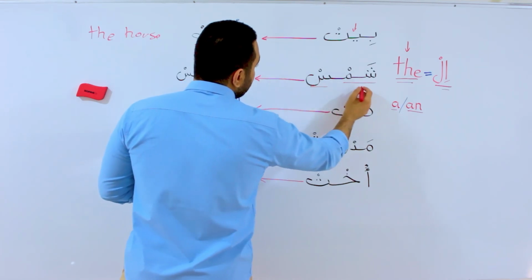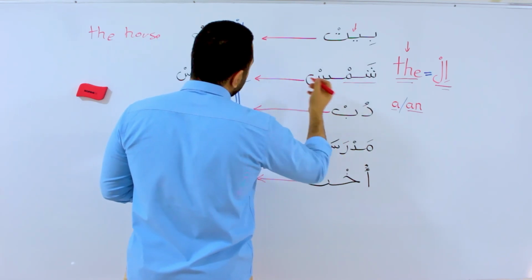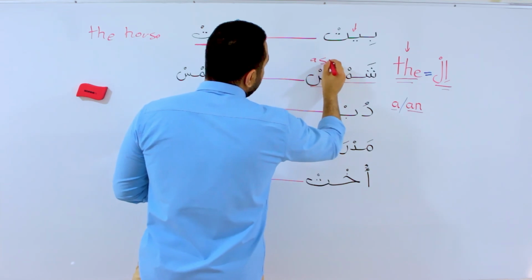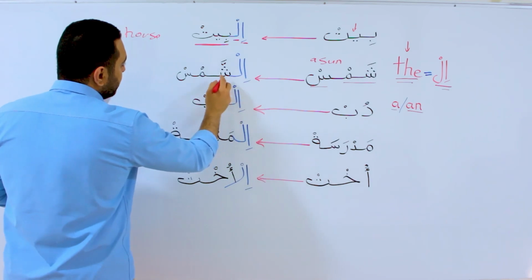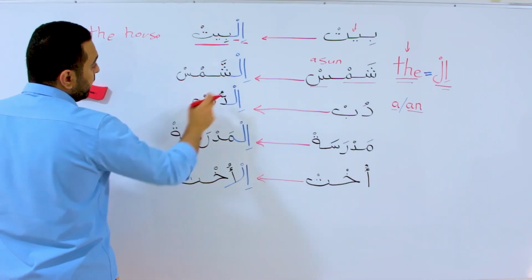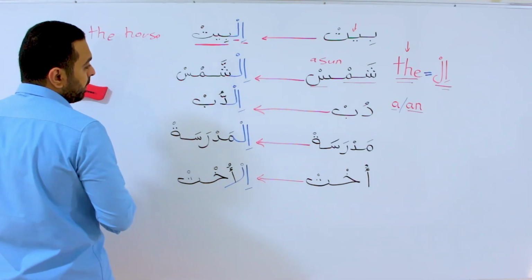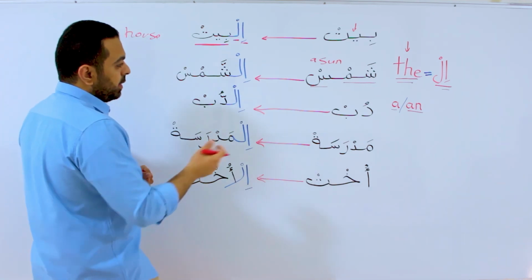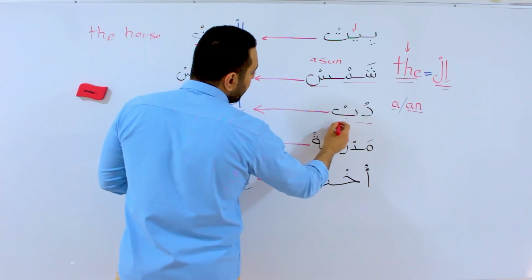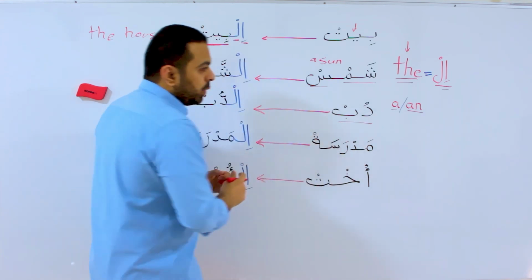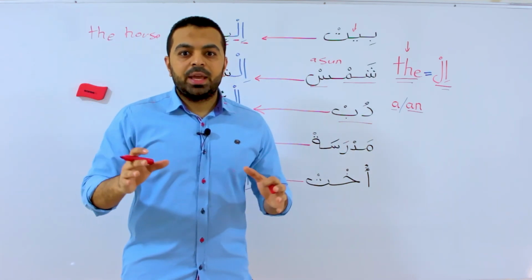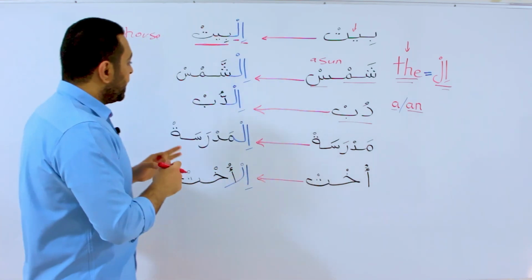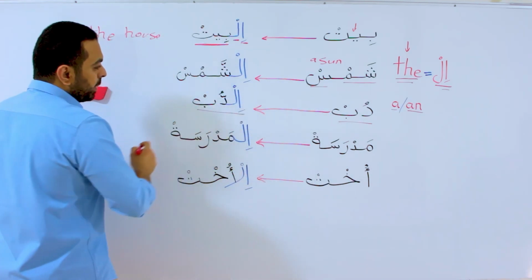Shams, which means a sun. So il shams. Il shams. Okay. The next one, dub, which means a bear. Okay. So il dub.